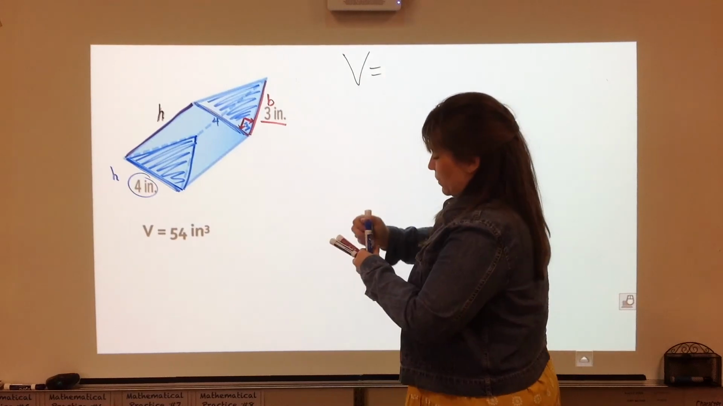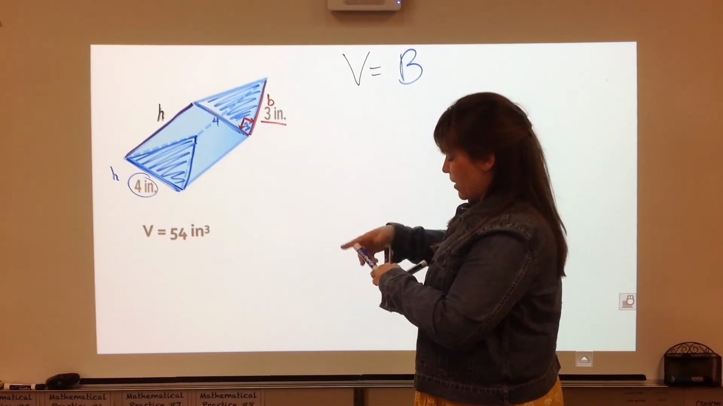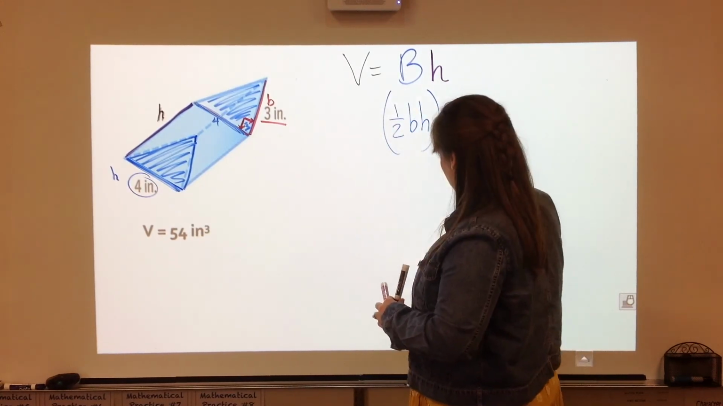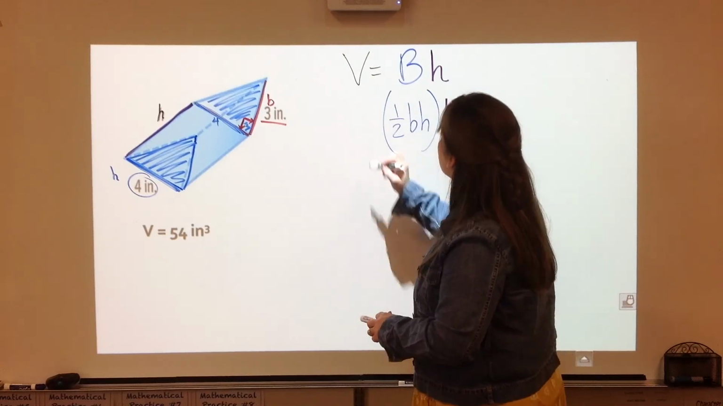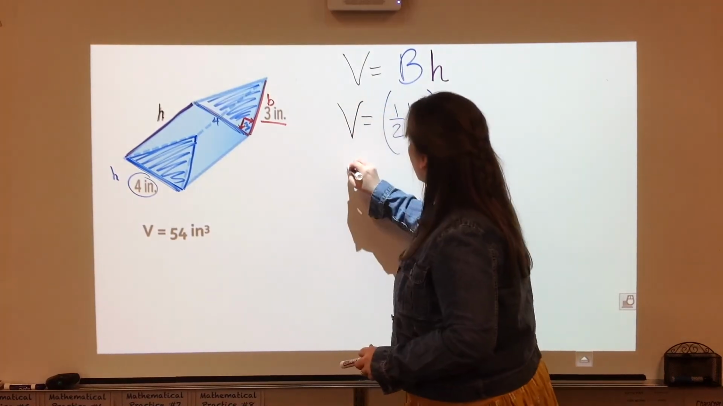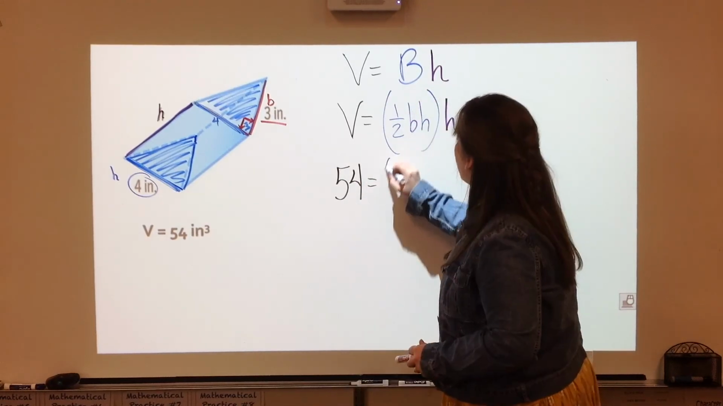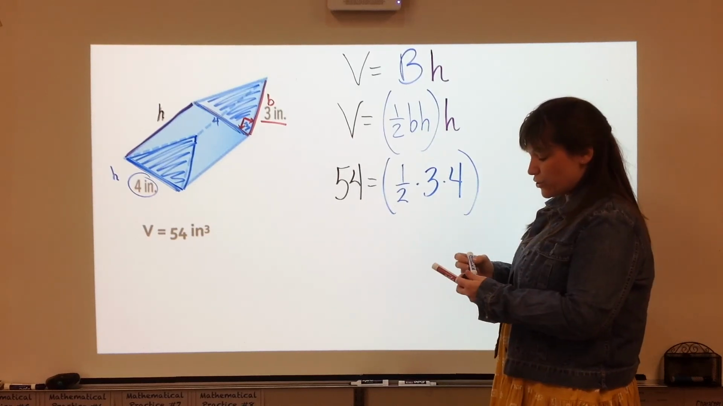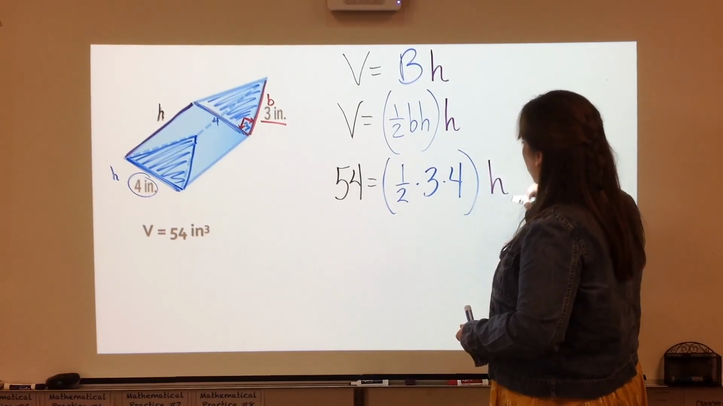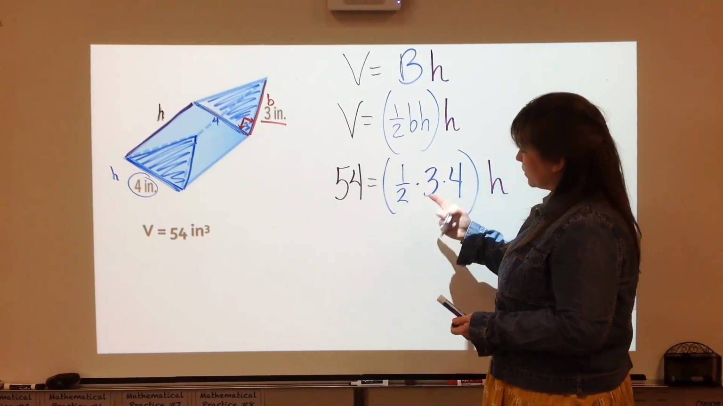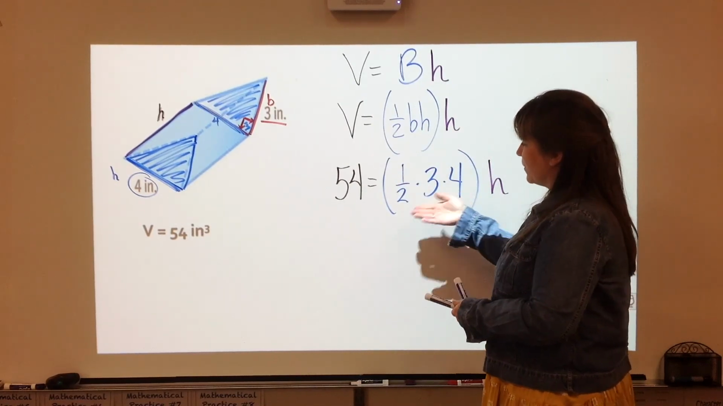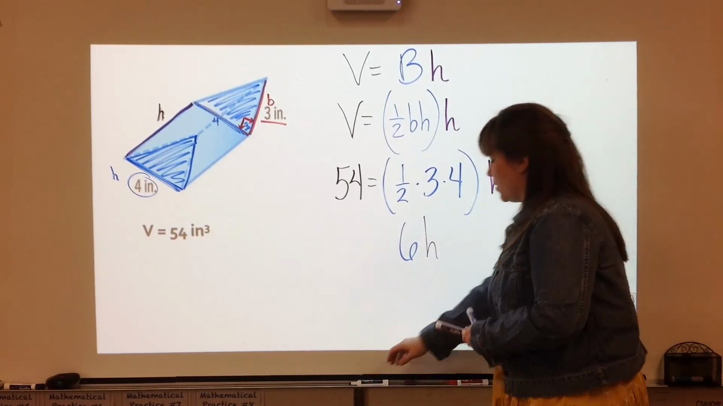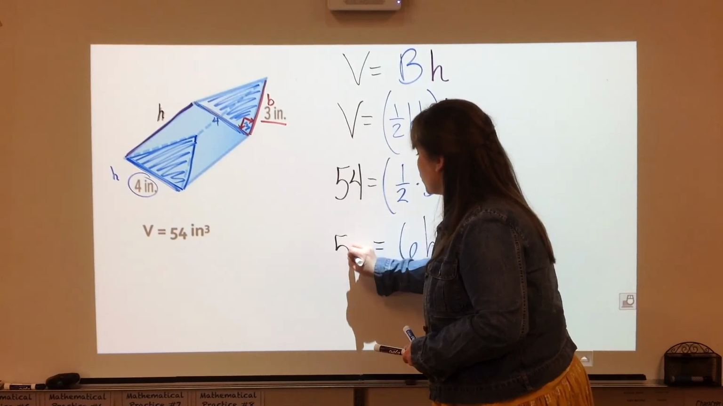So volume equals big B, which is the area of the triangle, times the height. Big B is 1/2 the base times the height times that h that we're trying to find. That equals our volume. Our volume is 54, and now I'm going to plug in my 3 and my 4, because those are the numbers that are associated with that triangle base, and we don't know the h. Now I'm going to mentally, 3 times 4 is 12, half of 12 is 6, so this boils down to 6. We're trying to find our h, and we know that the whole thing equals 54.